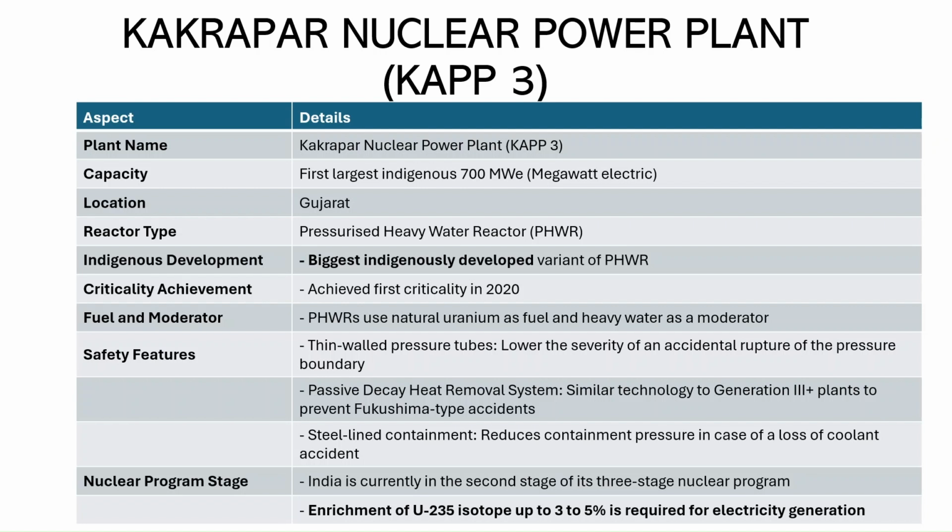Right? And India's nuclear journey is mapped into 3 stages. Currently, we are in the second stage of our 3-stage nuclear program, where the reactor is fueled by a mixture of plutonium and natural uranium. This involves the enrichment of uranium-235 isotope to 3 to 5%, which is crucial for electricity generation. Right?